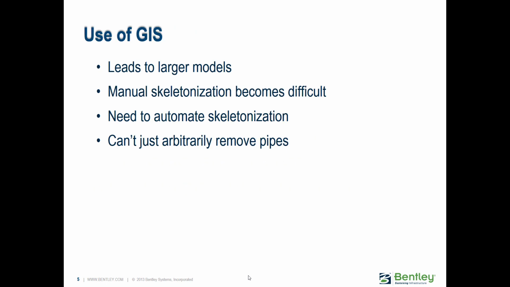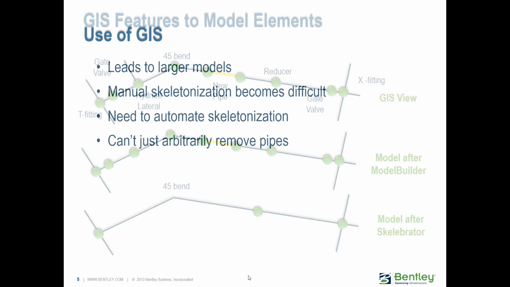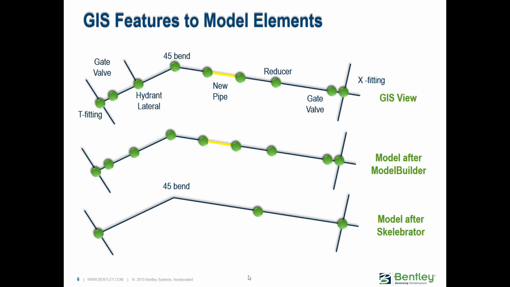So let's take a look at an example here. This is a case that we saw yesterday, or maybe the day before. At the top you have, this might be a GIS that was imported, and you have lots of extra detail. In the middle, this is probably how it will come in with Model Builder. So you have lots of extra pipes. And then after you run the Skelebrator tool and you simplify it down, the bottom is what you'll probably end up with. So only the significant points.